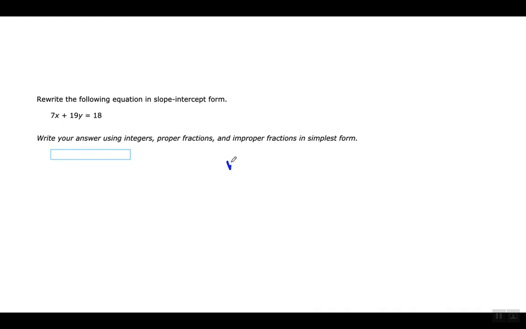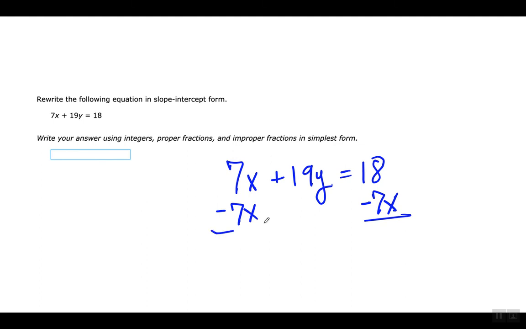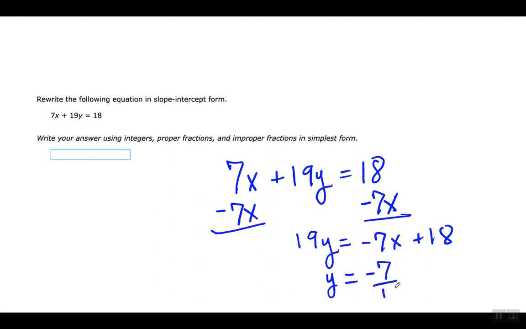All right, this one is in standard form. So I got 7x plus 19y equals 18. I move 7x to the right by subtracting both sides by 7x. And I'm going to have 19y equals negative 7x plus 18. Now I'm going to move the 19 and divide. So it's going to be y equals negative 7 over 19x plus 18 over 19. So that's my answer. Y equals negative 7 over 19x plus 18 over 19.